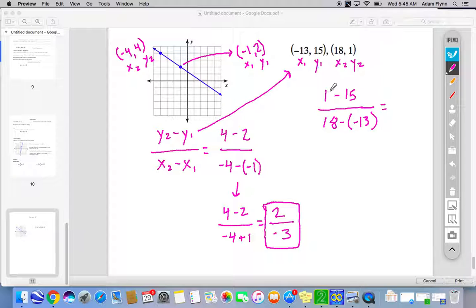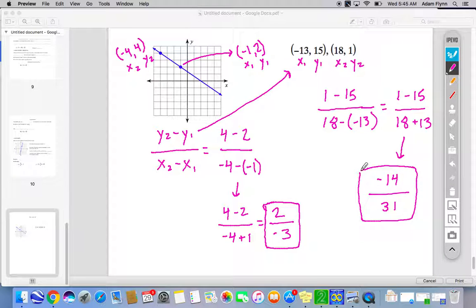Okay, so we'll do some math. Actually, let me rewrite it first. So I have 1 minus 15 divided by 18 minus negative 13, which is the same thing as 18 plus 13. Okay, so I'll bring it down here. So 1 minus 15 would be negative 14. And 18 plus 13 would be 31. I can simplify this fraction, so that would be my slope.